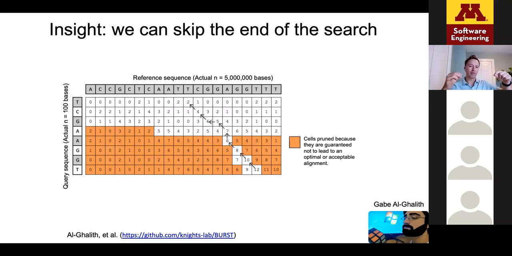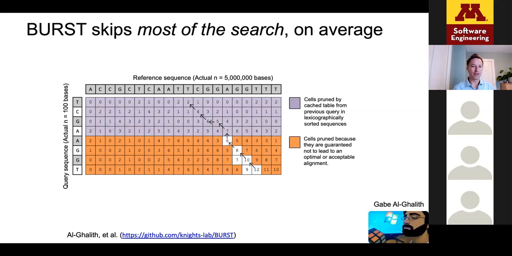So as you're working on the current reference, if you get to a point in the table where you can't beat an alignment you already found, you can just stop altogether. And combining these, he found that he was able to skip almost all of the search on average. So this is a tool that we call Burst. The worst case is still n times m, where you'd have to do the full alignment. But the average case across all of the queries is you're skipping almost all of it.